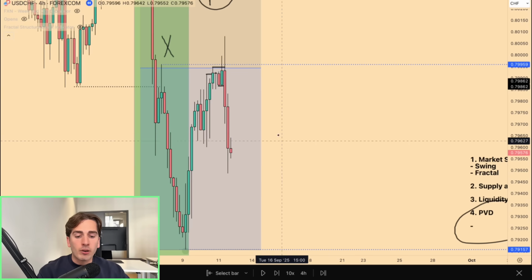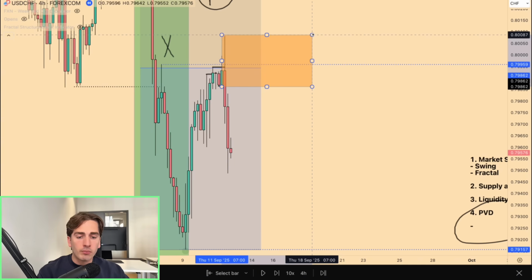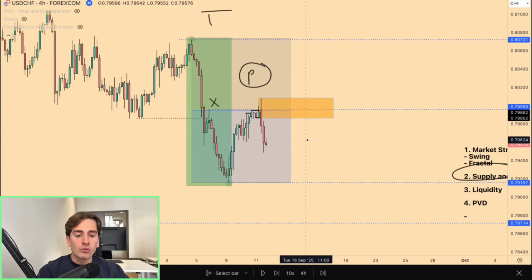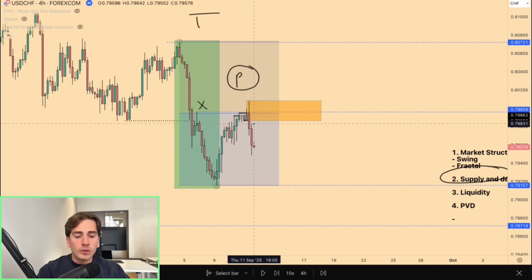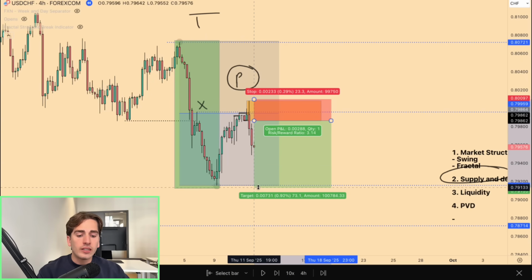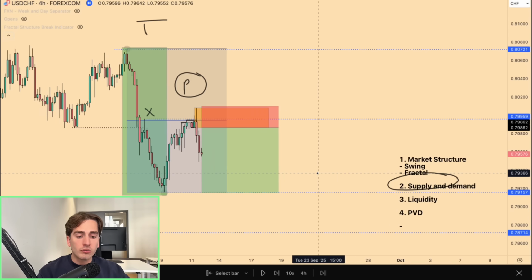Now again, remember, how do we identify supply? We look at the buy before the sell. So what we have here is the buy before the sell that is in control. And from this point onwards, we can then place our sell limit with our stop loss above the high, targeting a new lower low for a 1 to 3 risk to reward.